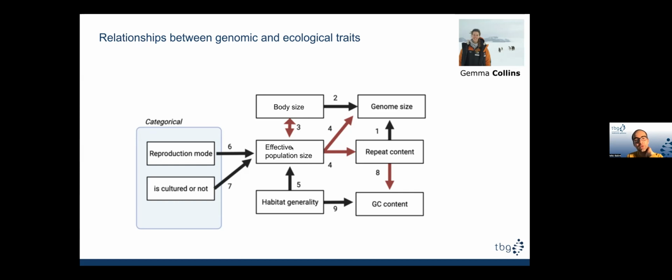Body size should be connected to effective population size, which is something that we can estimate from genomes. Large body organisms tend to have smaller effective population sizes and vice versa. Effective population size, on the other hand, should negatively influence genome size and repeat content, because we would expect that selection in larger populations is more efficient and can remove unused parts of the genomes more efficiently, contributing to reduced repeat content and smaller genome sizes. We also expect that habitat generality is positively linked to effective population size. Basically, species which are present in more habitats should have larger populations. Reproduction mode and whether an organism is cultured or not obviously should influence effective population size.